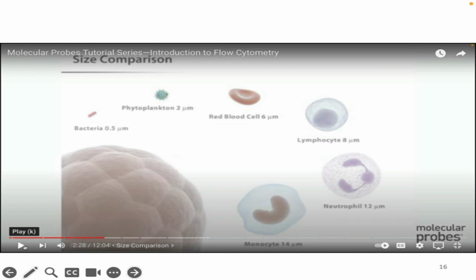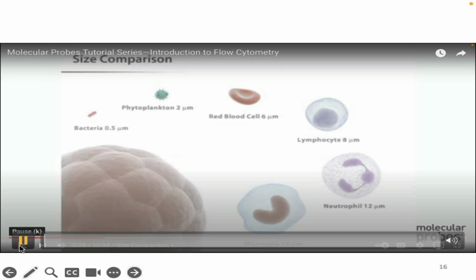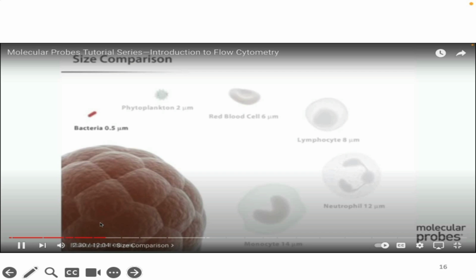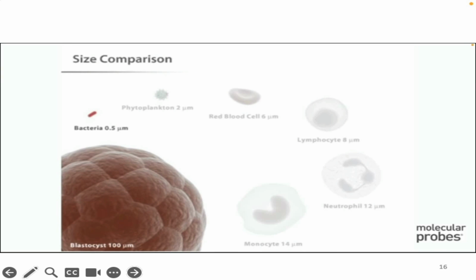Now I'm going to try one more thing. Let's hope it works. Now let's see how laser light is used to detect individual cells in the stream.